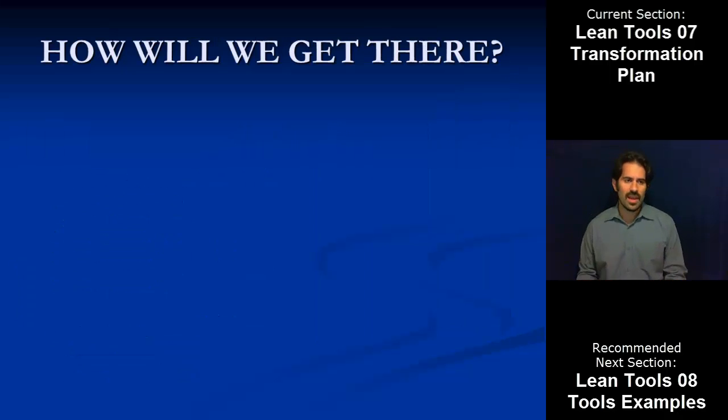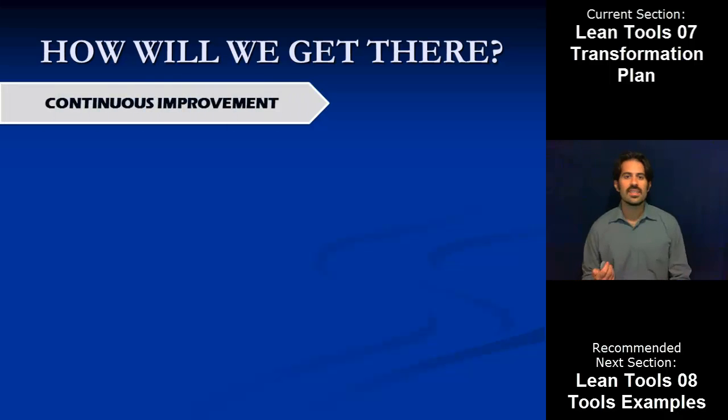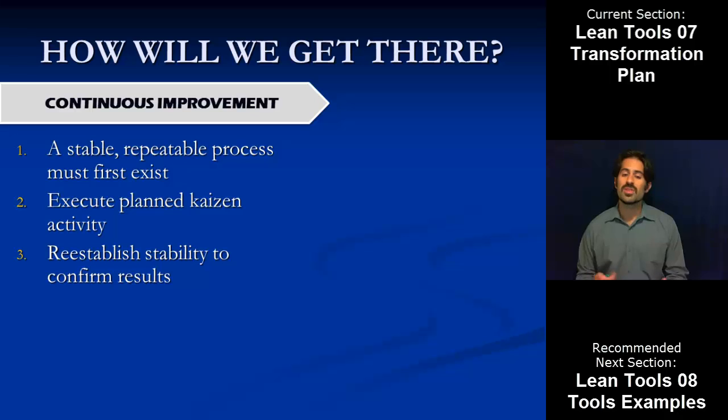And so once we have an idea of where we're going, the next question we should ask is, how are we going to get there? And that's where we play on this idea of continuous improvement and the relationship between Kaizen and stability that we've talked about previously. But just as a quick review, before we start with a lean transformation, we want to make sure that the process we're working on is first stable and repeatable. Once we have that, then we can plan and execute a Kaizen activity to improve it. And then we want to make sure that after that we reaffirm stability so that we can confirm we got the results we were looking for.